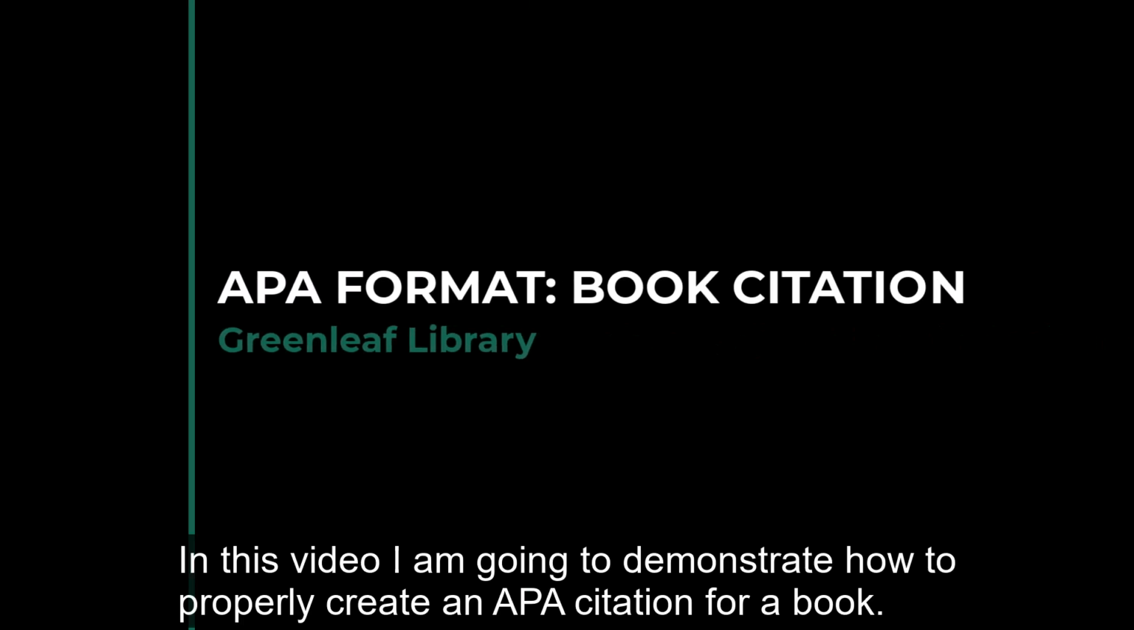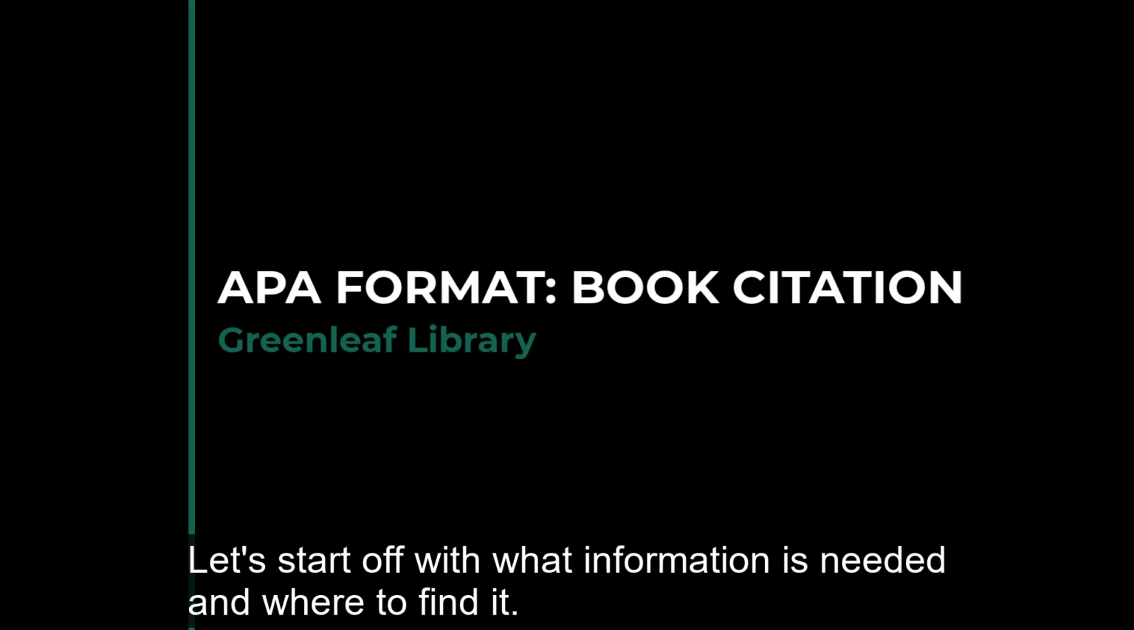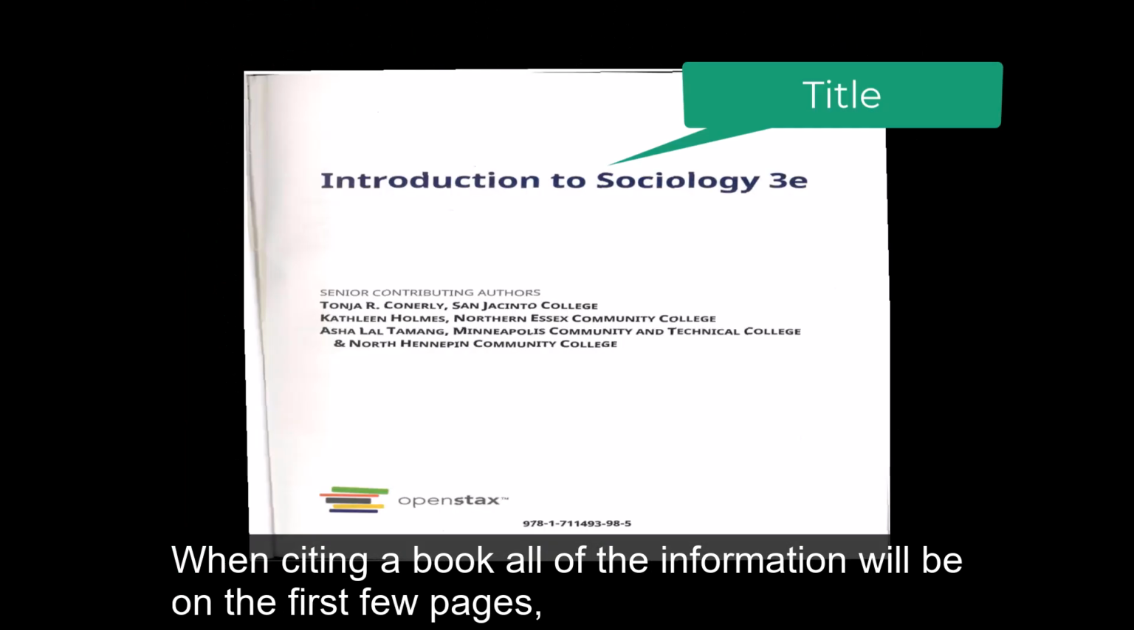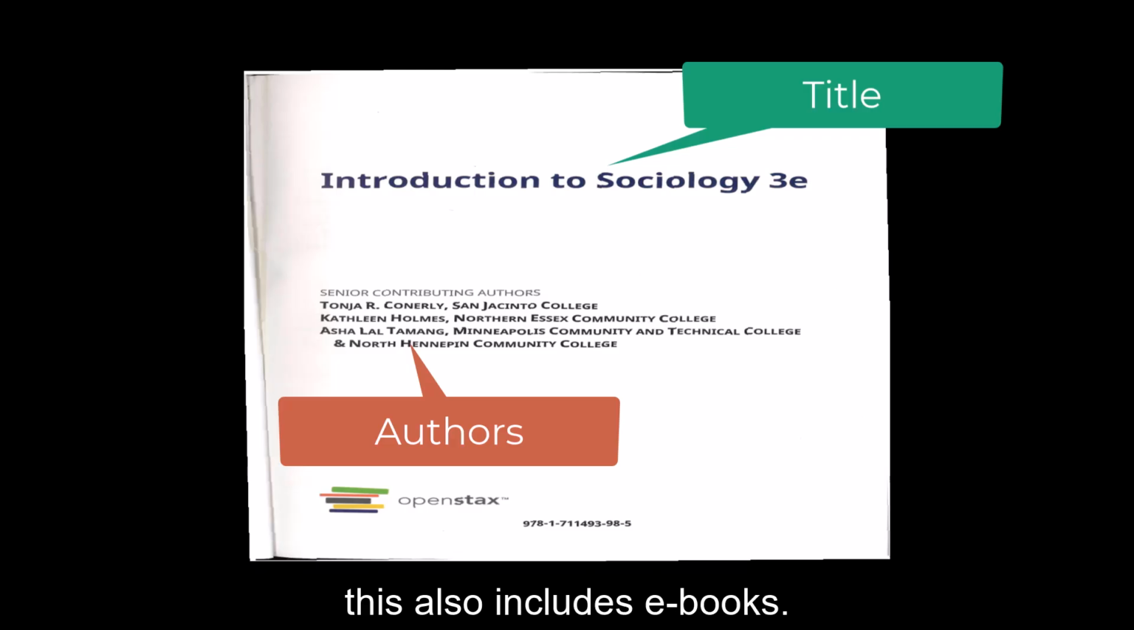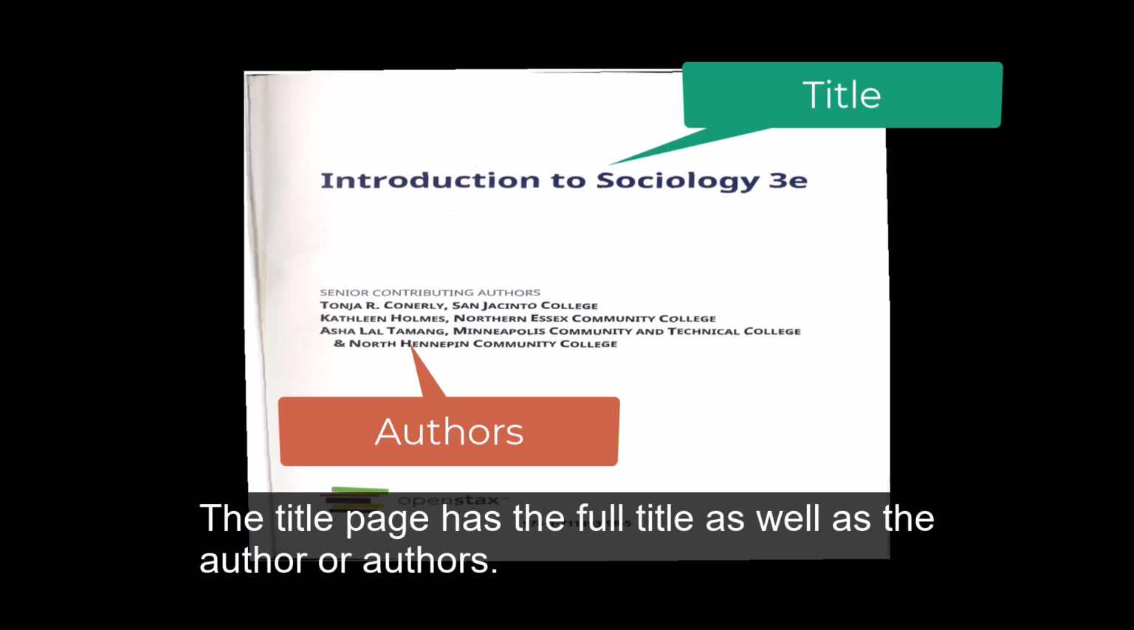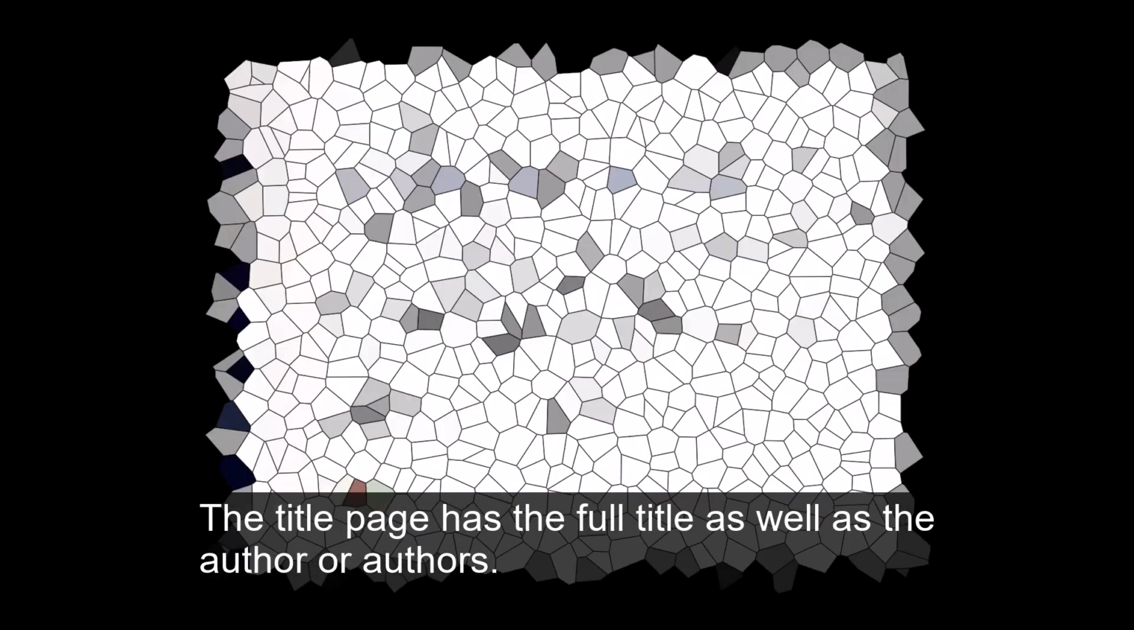In this video, I'm going to demonstrate how to properly create an APA citation for a book. Let's start off with what information is needed and where to find it. When citing a book, all the information will be on the first few pages. This also includes ebooks. The title page has the full title as well as the author or authors.